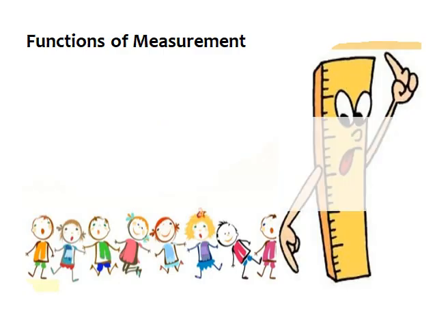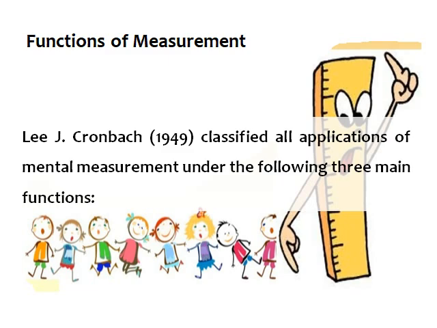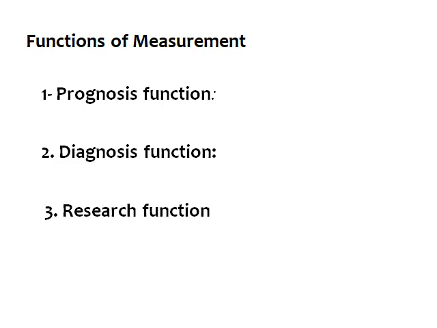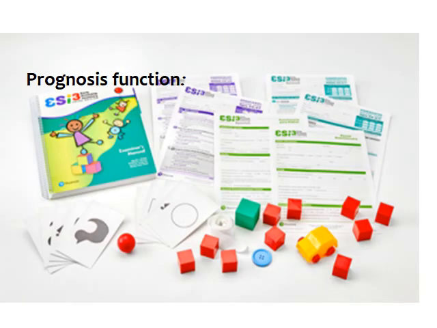Functions of measurement. Lee J. Cronbach, 1949, classified all applications of mental measurement under the following three main functions. Functions of measurement: prognosis function, diagnosis function, research function.